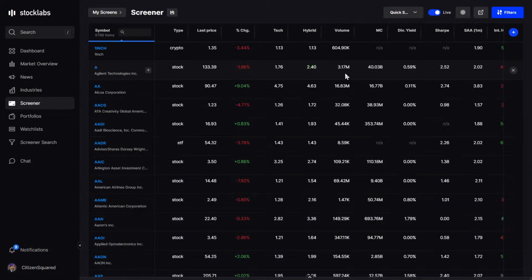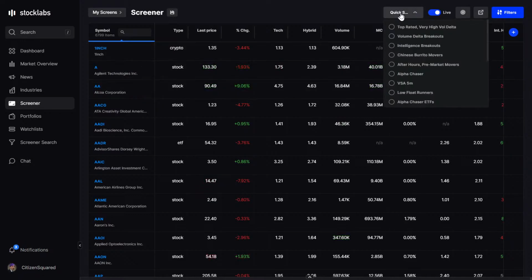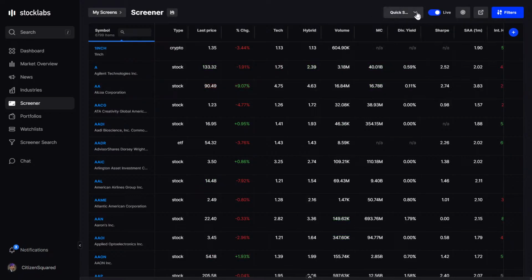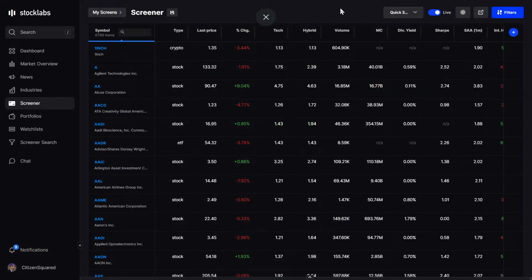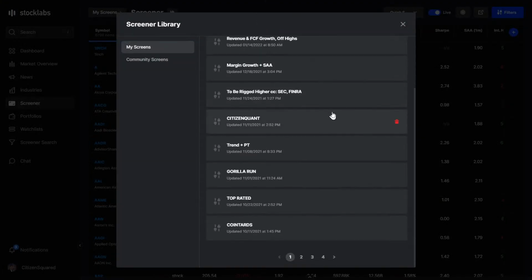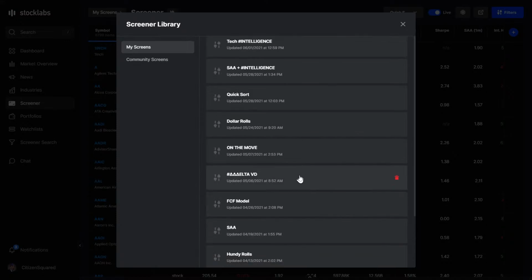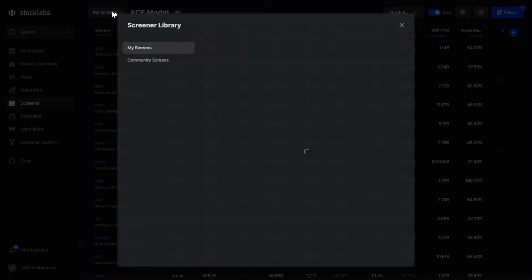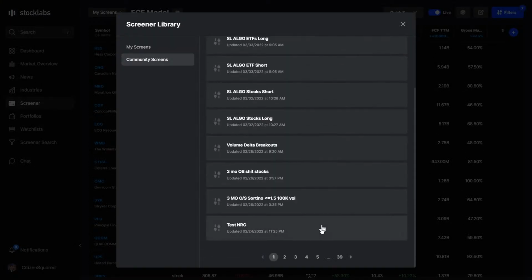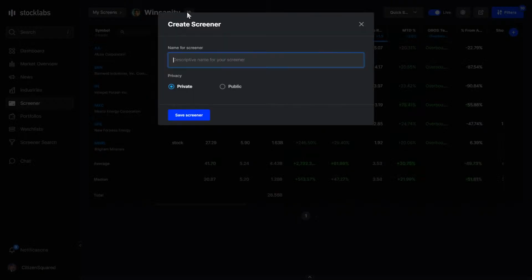Okay, screener. This is the most customizable feature you're going to find in Stocklabs. You can basically do or find anything that you want in here. There's pre-made screens up here. Any screen that you make, you could save, and then it'll appear into your list of screens. So you can have a whole bunch that are easy to access here. You could look through and find other people's screens and say that you like their screen. You just save it to your own.